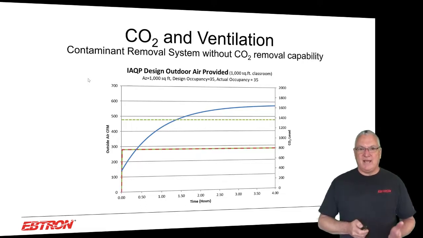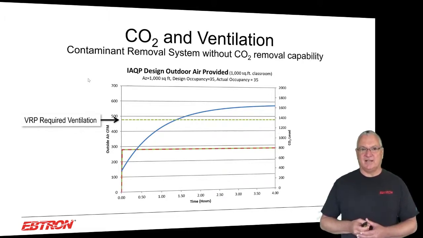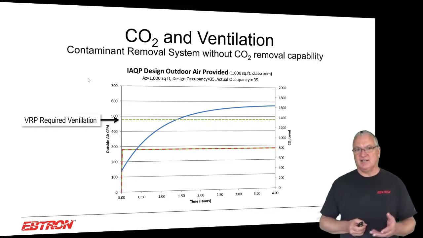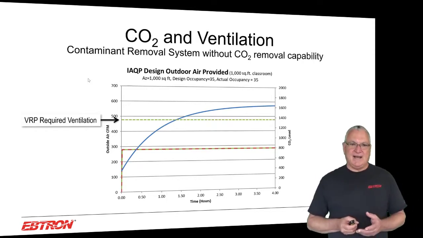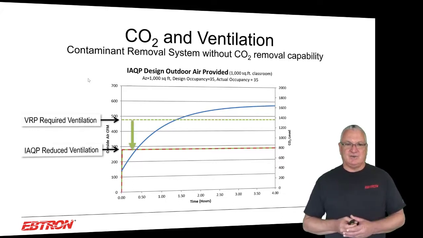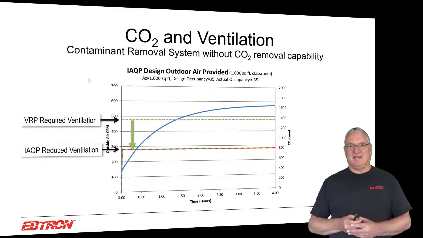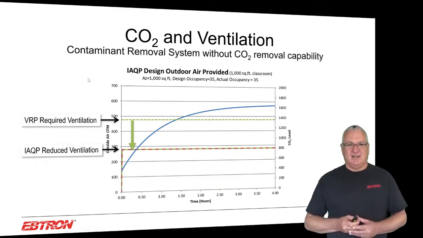But what we have here is all associated with the left vertical axis. This is the VRP required ventilation, which is this dashed green line, right? And now you've made some claim under the IAQ procedure that you can reduce that outdoor air. So you're going to reduce it now to this solid green line with a red dashed line on top of it. So you've made this reduction, all right?